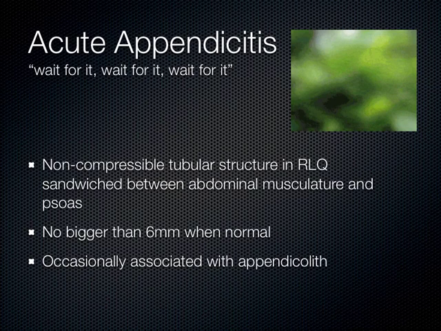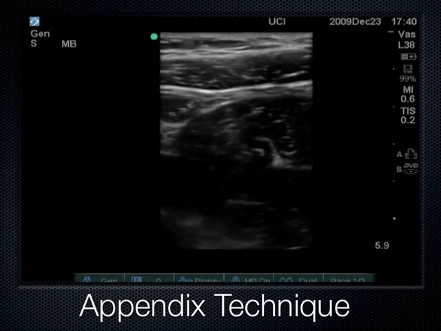But it gets sandwiched between the abdominal wall musculature and the psoas muscle. It should be no bigger than 6 millimeters when it's normal, and occasionally you can see an appendicolith, which translated means poop stone. So this is kind of what we do.